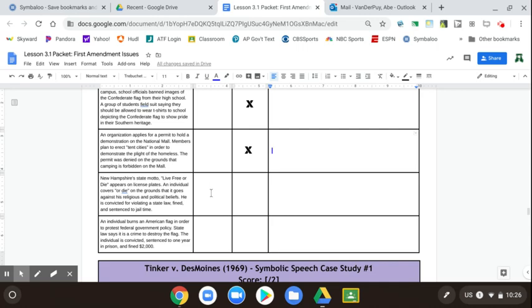And then the next one: the New Hampshire state motto, live free or die, appears on license plates. An individual covers up the 'or die' on the grounds that it goes against his religious and political beliefs. He's convicted for violating a state law, fined, and sentenced to jail time for covering up part of his license plate. So the question is, is covering up that section of his license plate constitutionally protected free speech? And the answer, surprisingly, is yes, that is constitutionally protected.